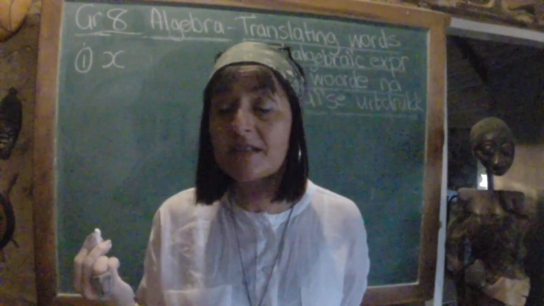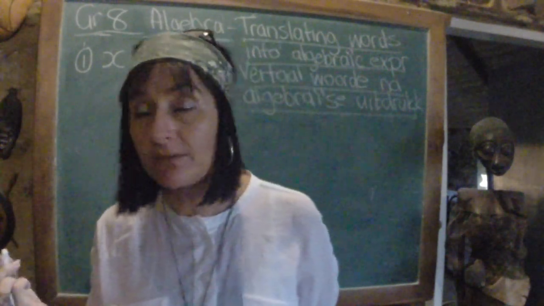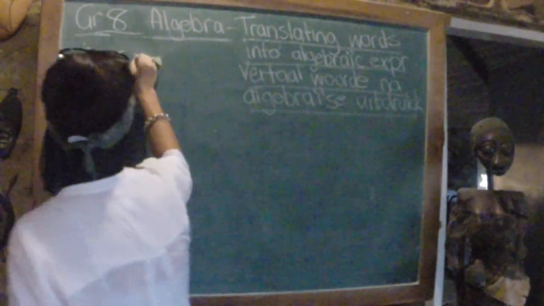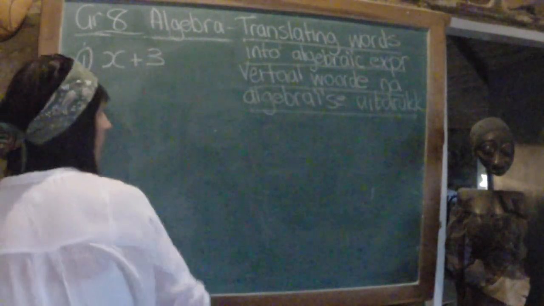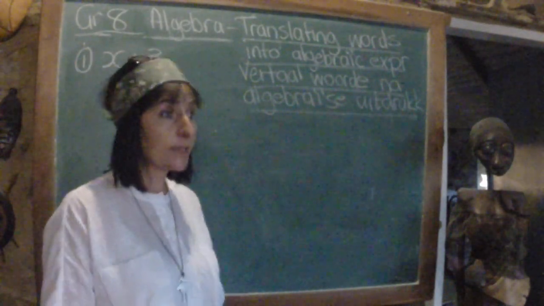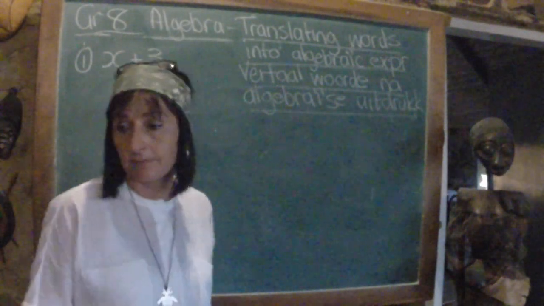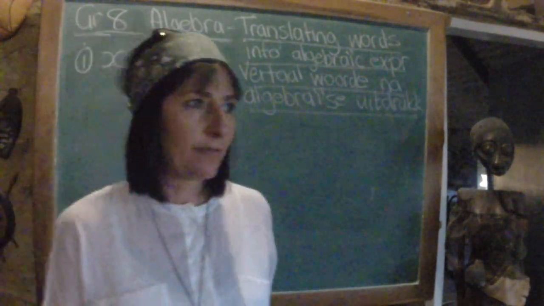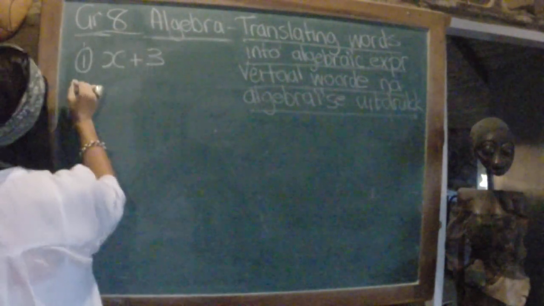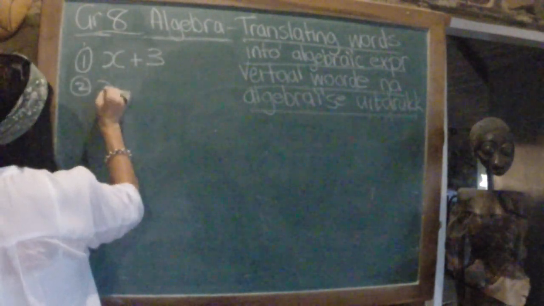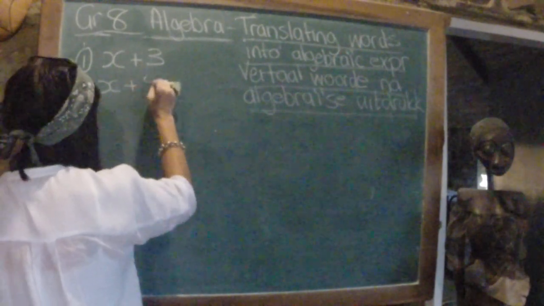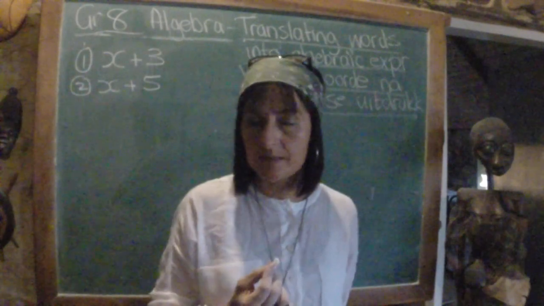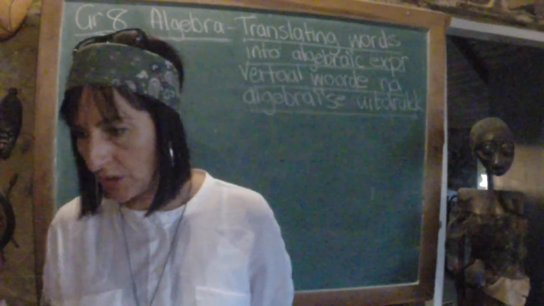So, the sum of a certain number and 3. Sum of, die som van is plus en 3. There you are. I've translated words into an algebraic language. Next one. A certain number increased by 5. 'n Sekere getal vermeerder met 5. Vermeerder in wiskunde is plus. Increase is addition.